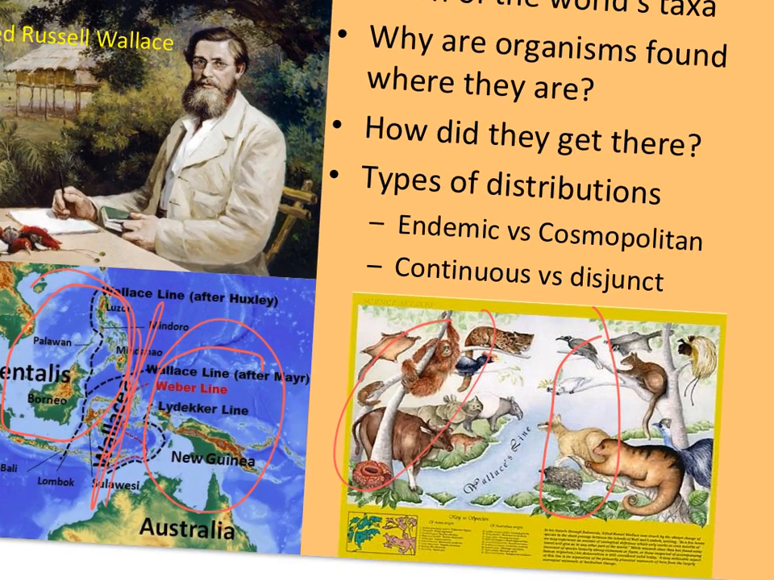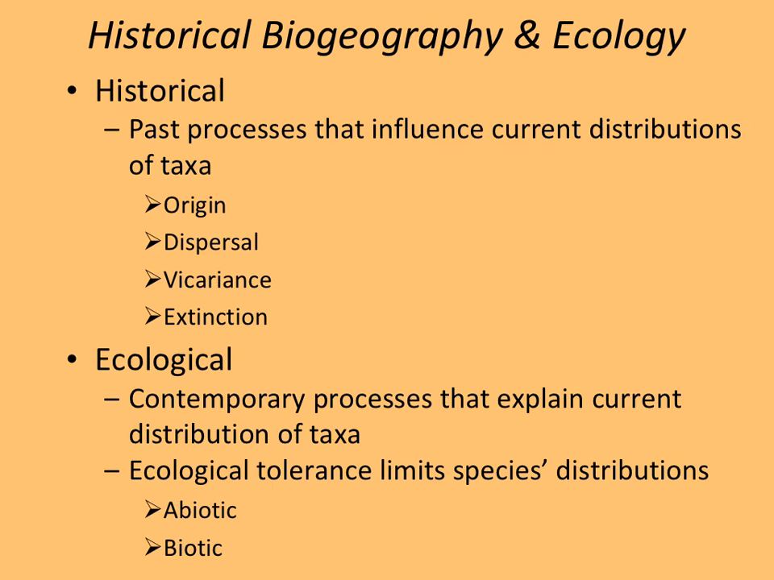Endemic means a small population in one area, cosmopolitan means all over, continuous versus disjunct, but I don't think you have to worry about that. So we have these biogeographic regions that are different, and how did they get that way? Part of it's historical. Past processes that influence current distributions: plate tectonics, or dispersal. Something dispersed to a new area, that's how they got there. And then you have the origin of new taxa, the vicariance.